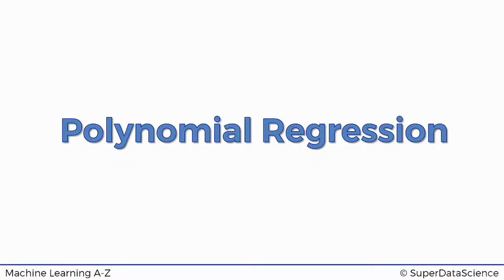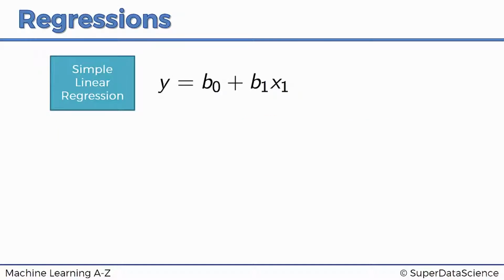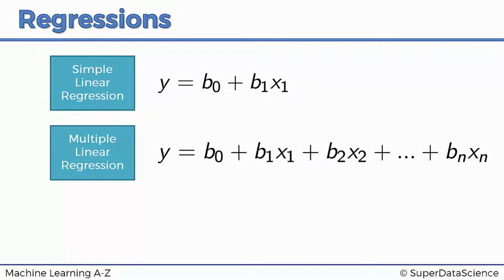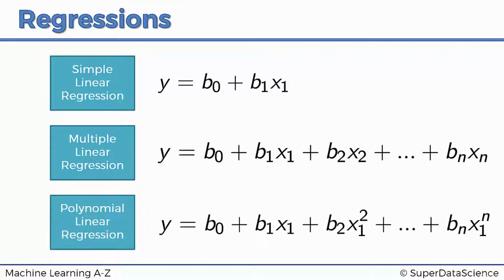Today we're talking about polynomial regression. So let's get straight into it. We already know a couple of types of regressions. We know the simple linear regression, which we can see over here. Then we've also discussed the multiple linear regression, which is written out over here. And finally, we've got the polynomial linear regression, which is written out here.